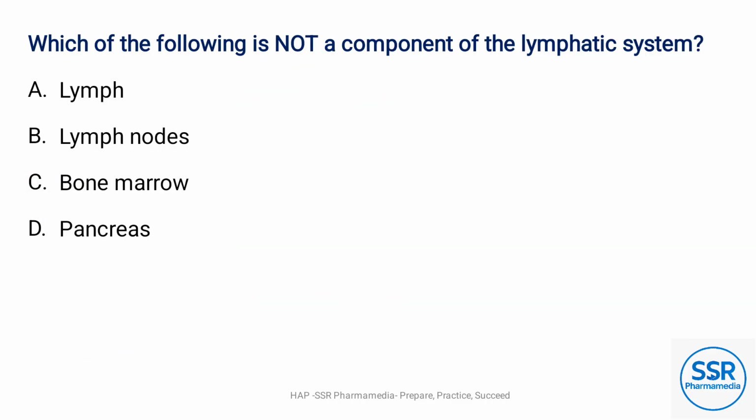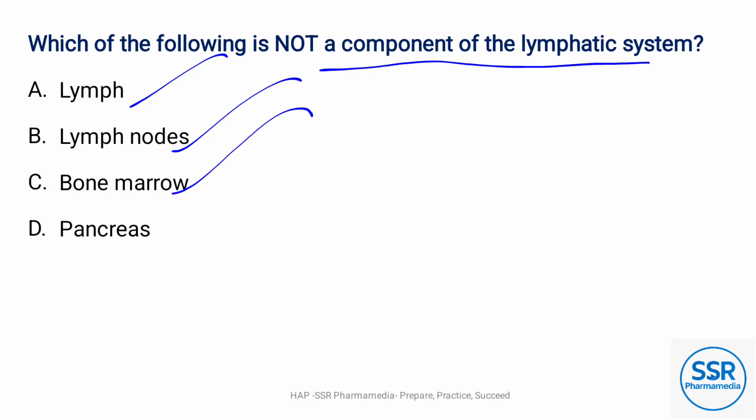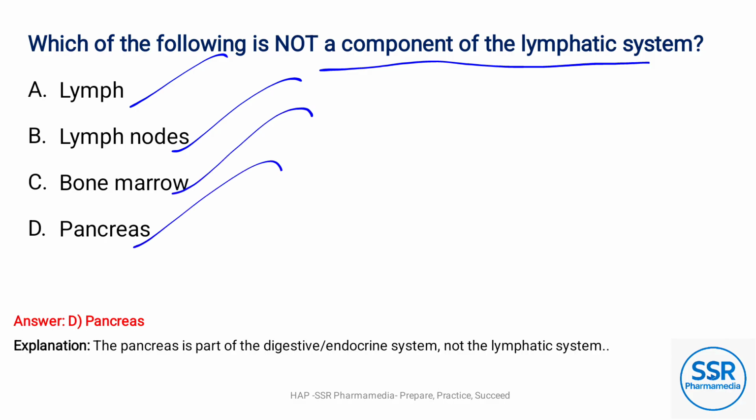Which of the following is not a component of the lymphatic system? Option A, lymph. Option B, lymph nodes. Option C, bone marrow. Option D, pancreas. So the answer is option D, pancreas. The pancreas is part of the digestive and endocrine system, not the lymphatic system.